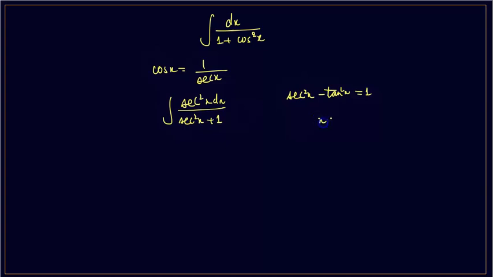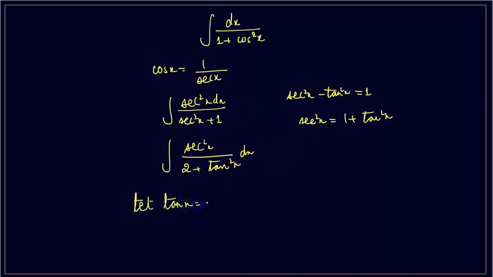So you will get the value sec square x is equal to 1 plus tan square of x. So you will write the denominator as sec square x, and 2 plus tan square of x, dx. Now let us take tan x is equal to t. Once you differentiate this, you will get sec square x dx is equal to dt. So here you will write dt upon 2 plus t square.